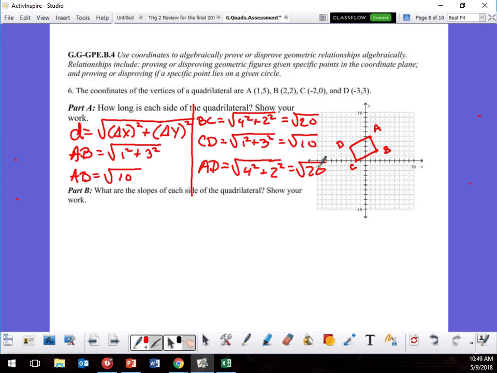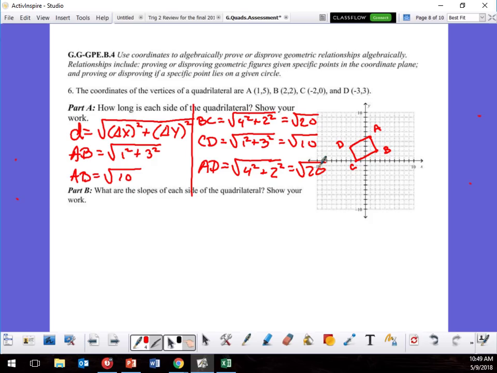So this is all the work you have to show for this. I started off with the formula right here, and worked it out. If you want to get full points, you have to show all the work for this one. Now, what are the slopes of each side of the quadrilateral?